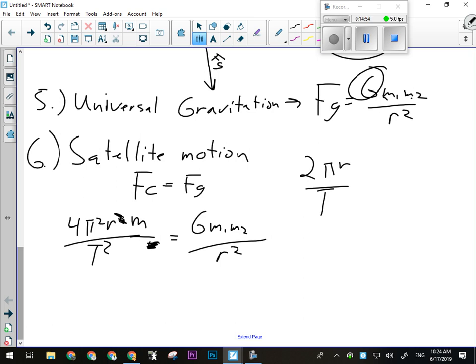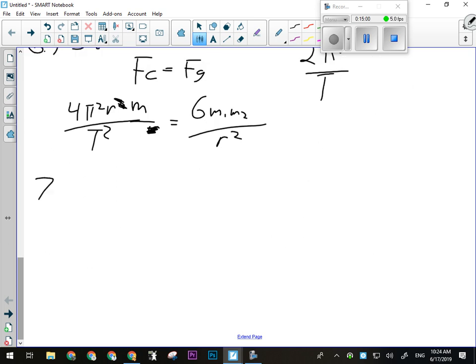I was just going to get to that. So with Kepler, remember we did some problem solving with Kepler's laws.